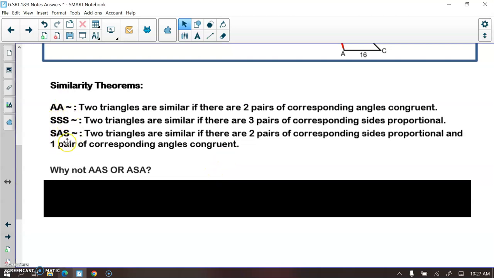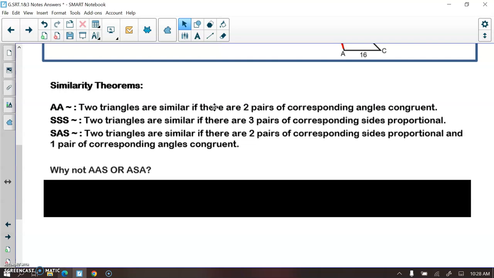These are the 3 ways that you can prove triangles similar. AA similarity means that if you have two triangles with two pairs of corresponding angles congruent, then you can state that they're similar right away. You do not need a third pair of angles because remember by the third angles theorem, the third pair of angles are just automatically going to be congruent. So it's unnecessary to have a third pair of angles. So you just need two pairs of angles.